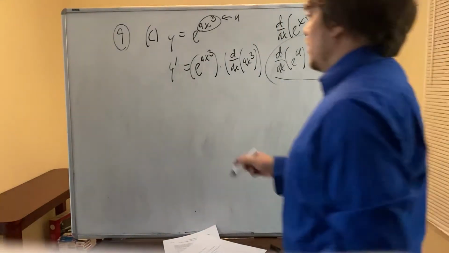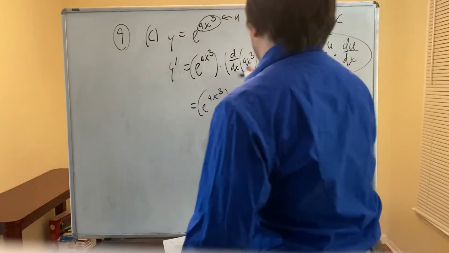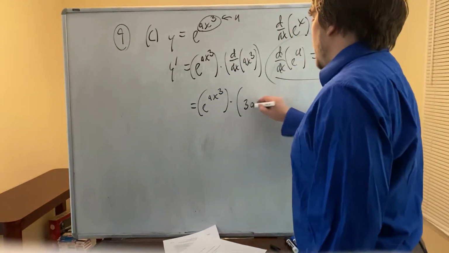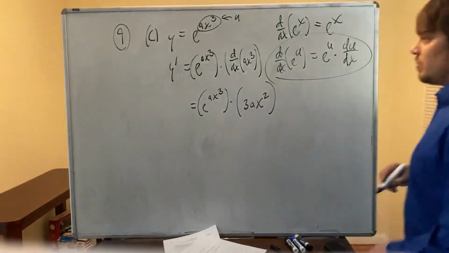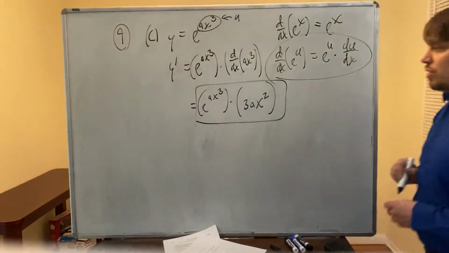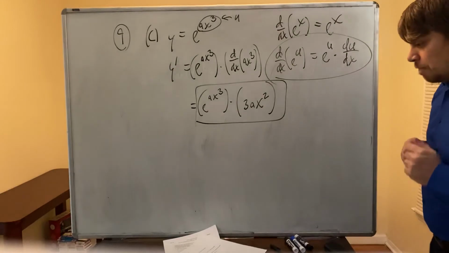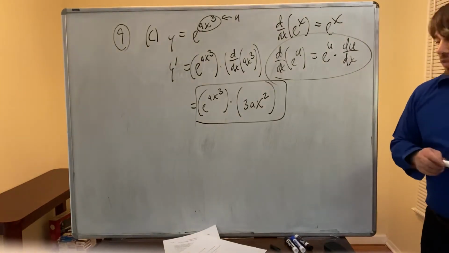All right? And so this is just equal to e to the ax cubed times the derivative of ax cubed, which is 3ax squared. And that's the answer. So y prime is e to the ax cubed times 3ax squared. It's y prime, so we differentiated y. That's 9c.